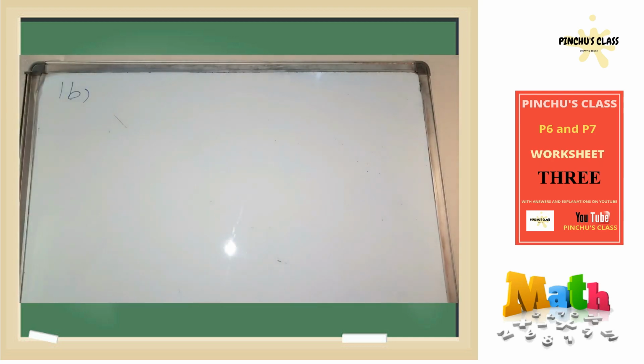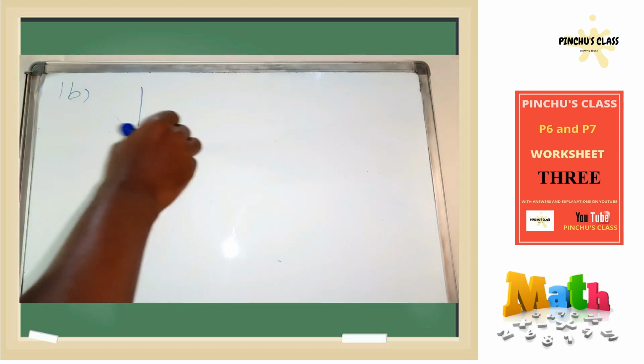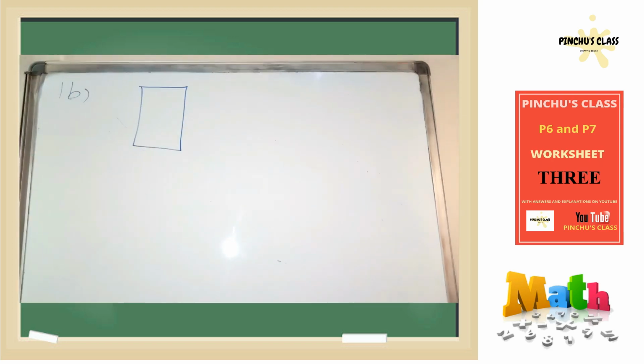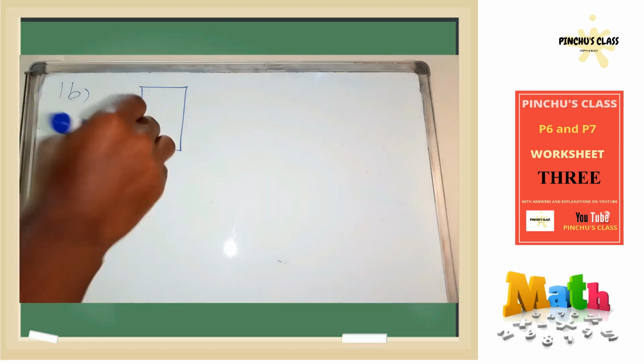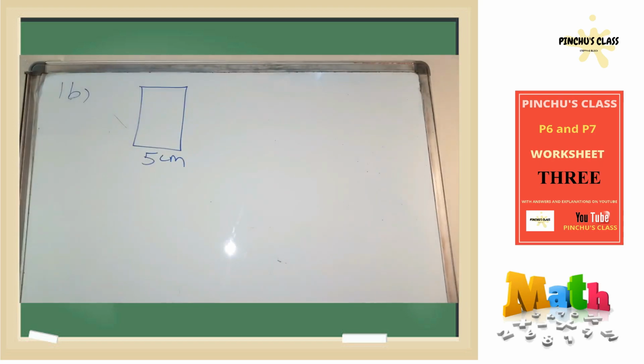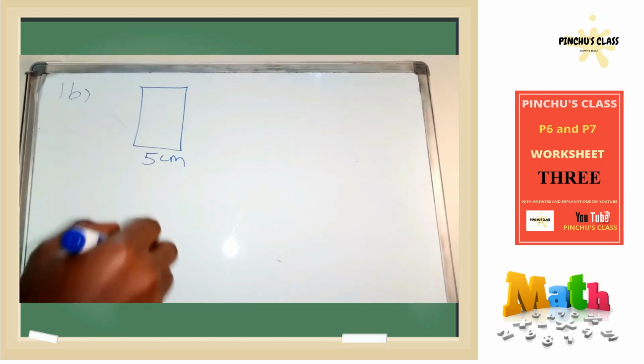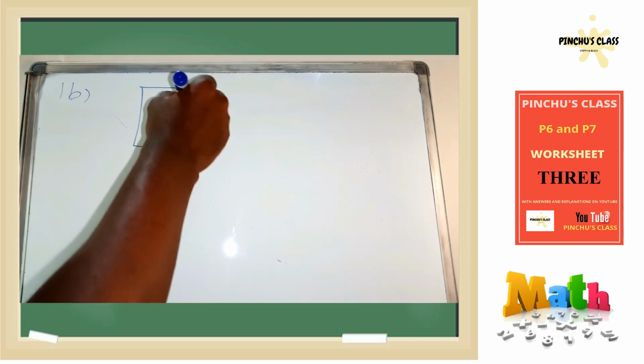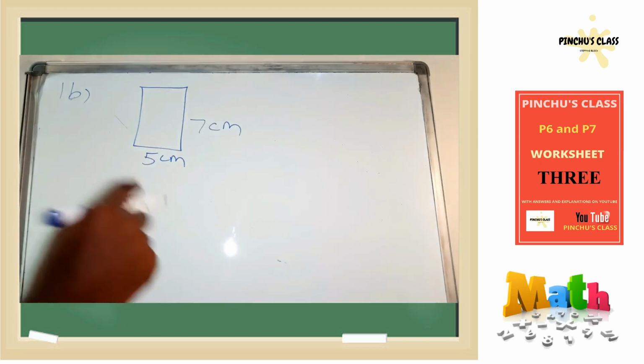Now 1b, they have told us to calculate the area of the shaded part. Yes, now you can see that the shaded part has this part here. And the down one is 5 centimeters. Now we need to use the height of the cuboid for this part, which is 7 centimeters. Okay, so that is the shaded part.